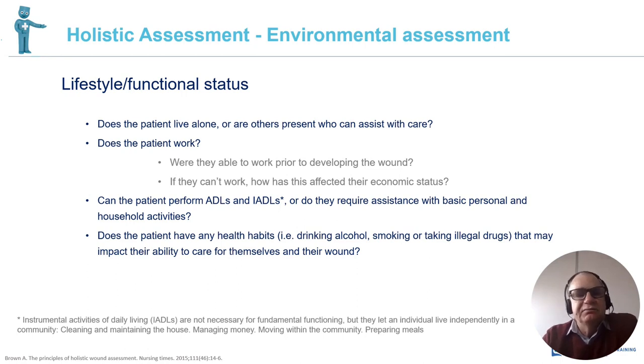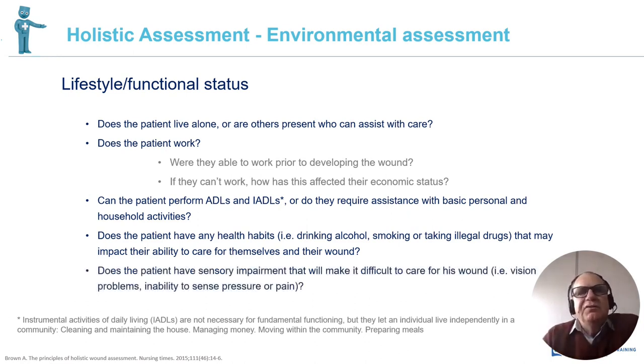Any health habits, bad habits, maybe because they are used to it, or maybe because they can't afford not to. For example, bad eating habits, eating junk food, because junk food is less expensive than healthy food. But do they have, for example, alcoholism, smoking, etc., etc.? Do they have any sensory impairment? For example, in diabetic patients, loss of protective sensation, but in many patients, because of disease or older age, maybe they don't see very well. They can't function properly on their own.